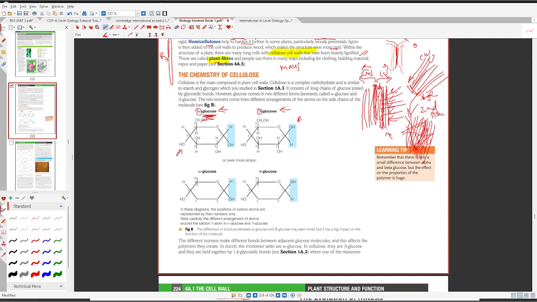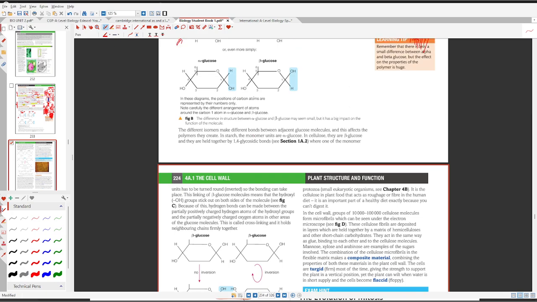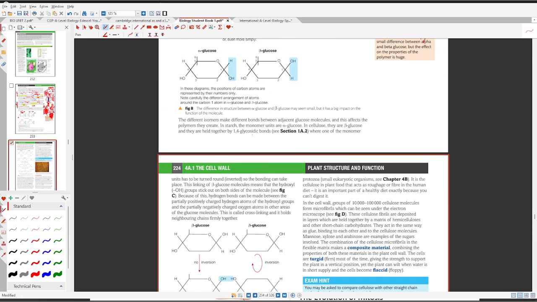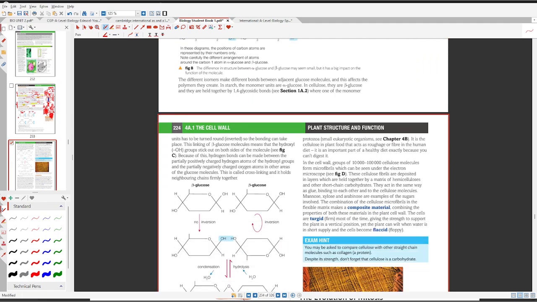Now, once the right side is flipped upside down, well, first of all, you need to understand that in cellulose, there are only beta glucoses available. And you'll see why right now. Hold on. So beta glucoses lined up, right?